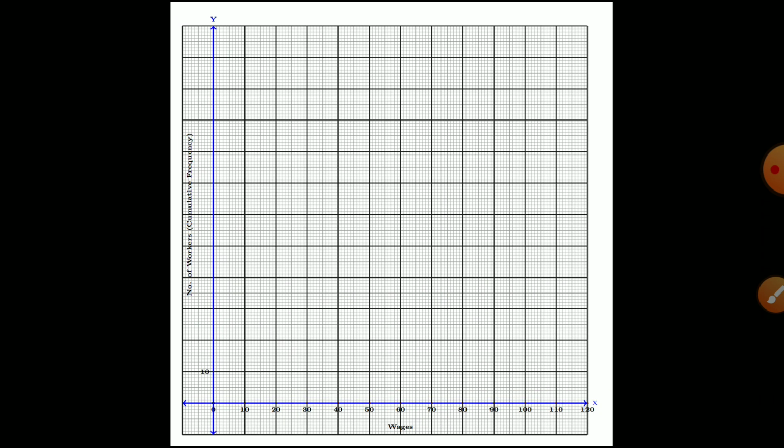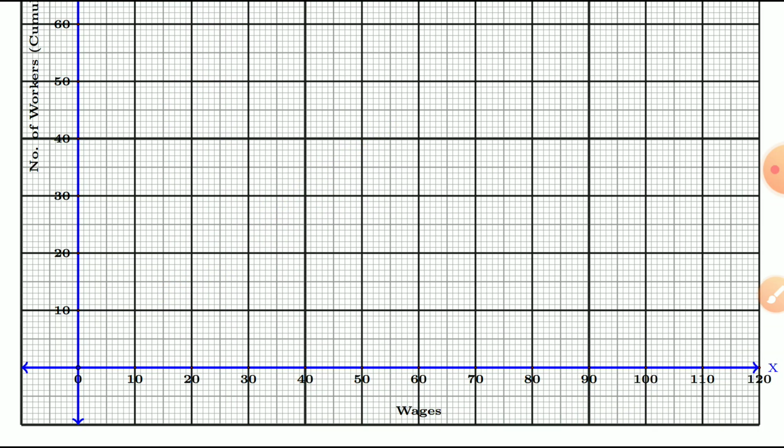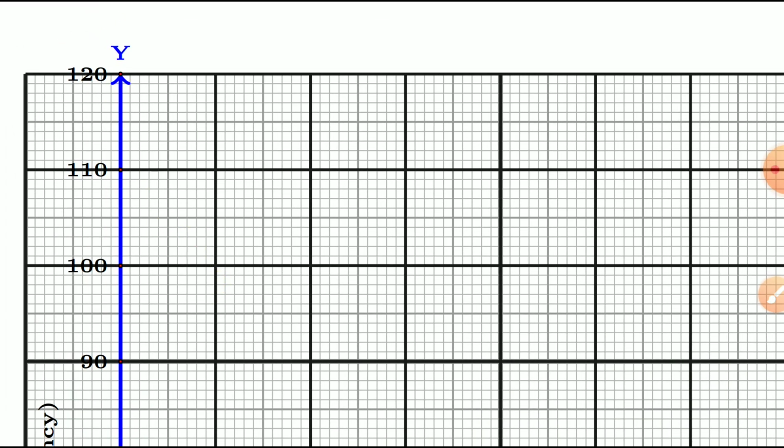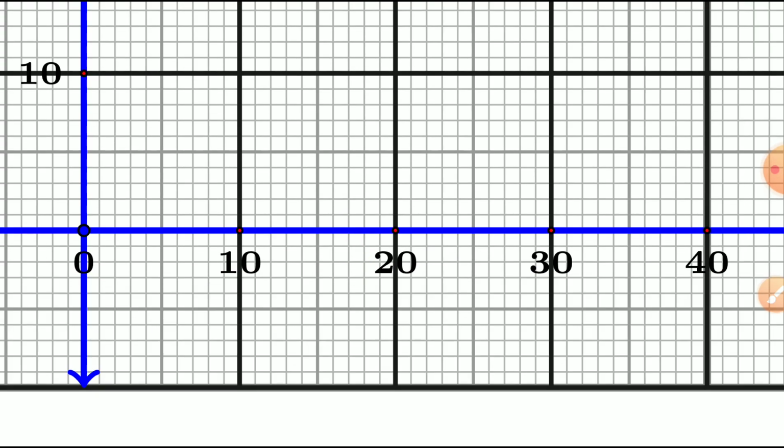See here, 10, 20, 30, 40, 50, 60, 70, 80, 90, 100, 110, and 120. So the maximum entry is 120 on the cumulative frequency column. The minimum entry I have taken is 0 here, then 10, 20, and all these up to 120. Okay, up to 120. Now we plot the points.